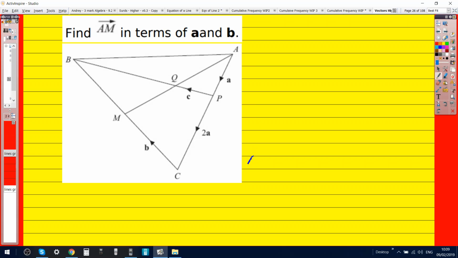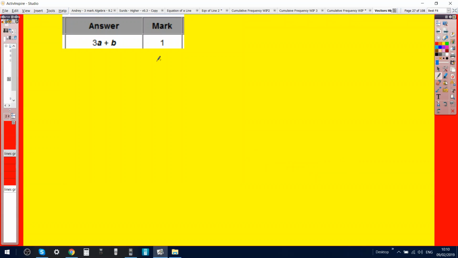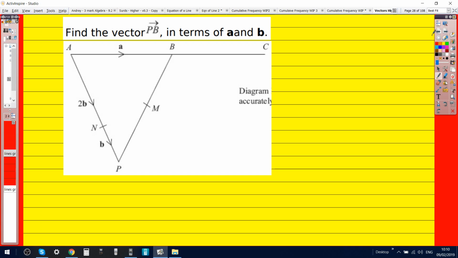Would that be plus 2A? Or would it be plus 3A plus B? Yep. 3A plus B. Would that be minus 3B plus A?